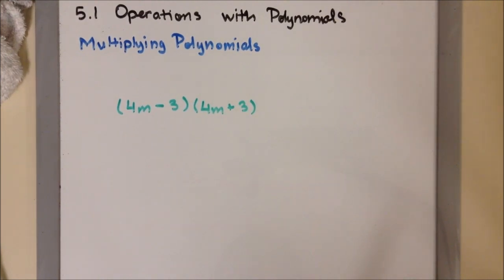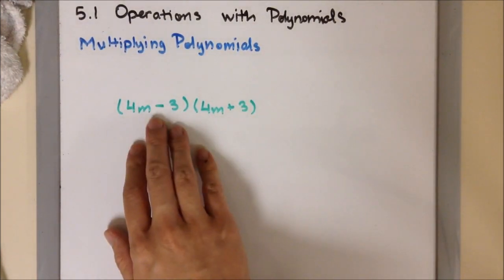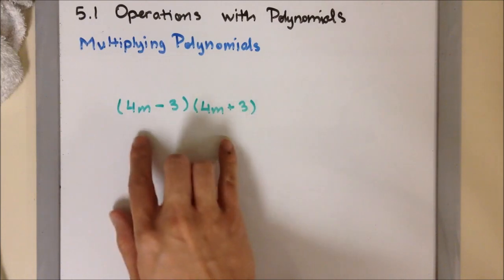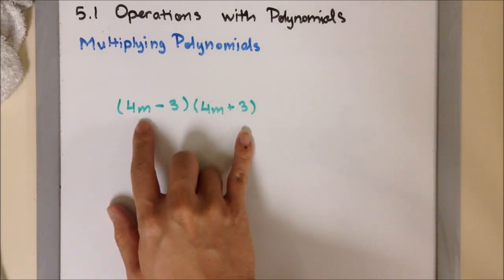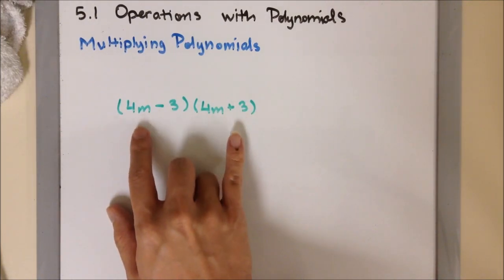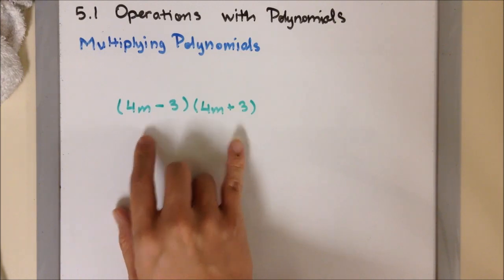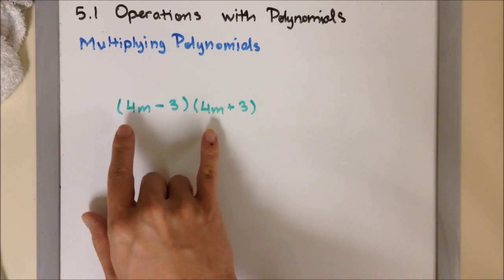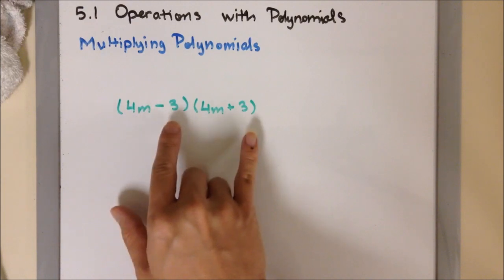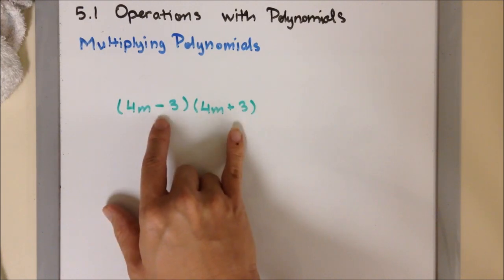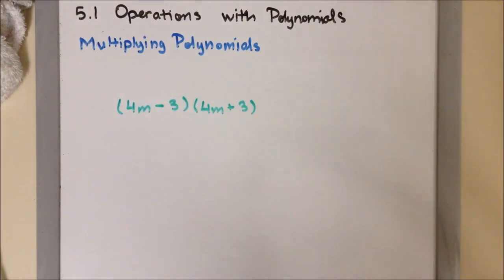In this next example, we have 4m minus 3 times 4m plus 3. So two binomial terms multiplying to each other. Now this one we call a difference of squares because you see how both of them have 4m and both of them have 3, but one has minus 3 and one has plus 3. So it's going to be a difference of squares. And you're going to see why.